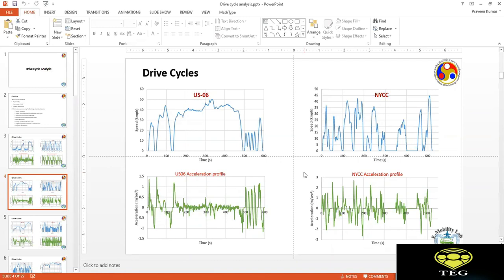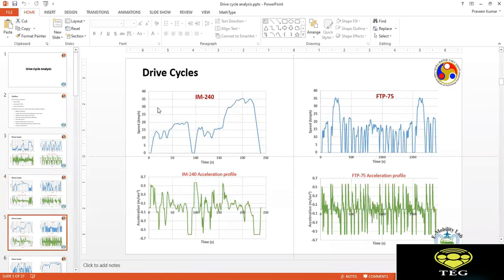Okay, so here you can see that by looking at the drive cycles, we can actually start to extract more and more information about what kind of driving pattern a vehicle would be expected to undergo in different regions, in different cities. Now, on the next slide, I again have two driving cycles. One is IM240 and the other one is FTP75.